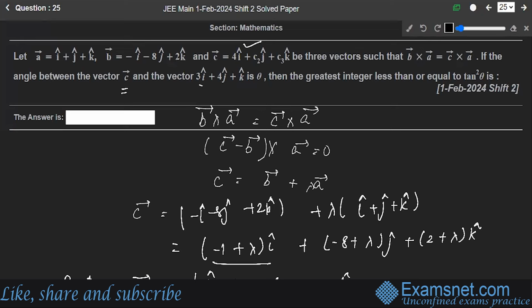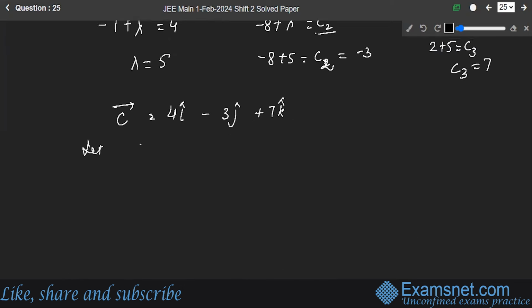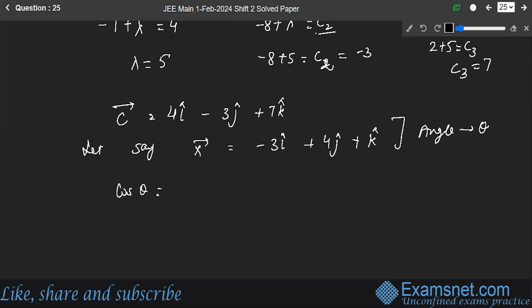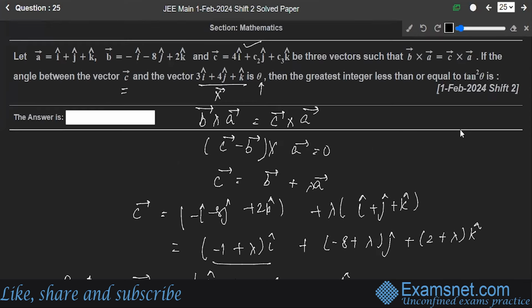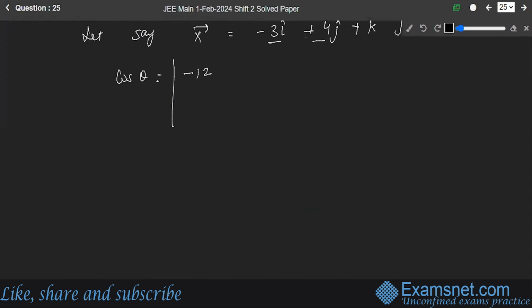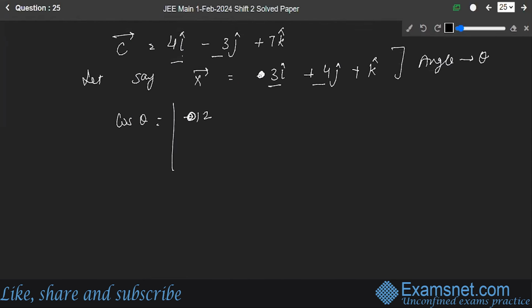The angle between the c vector and this vector is theta. Let's say the vector which was given to you is x, 3i plus 4j plus k. Now the angle between them is theta. So cos theta will be given by 4 into 3, which is plus 12. Here x is 3 only, not minus 3.